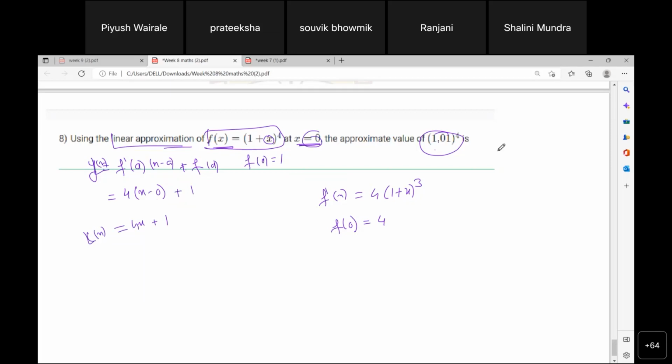But now what do I have to find out? I have to find the value of 1.01 to the power 4. If you compare this with f of x, that is 1 plus x to the power 4, what should the value of x be in order to get 1.01? If I put x equals 0.01 here, I will get 1.01 to the power 4. So if I put x equals 0.01 in 4x plus 1, I will get 1.04 as the approximate answer. Any doubt in this problem?